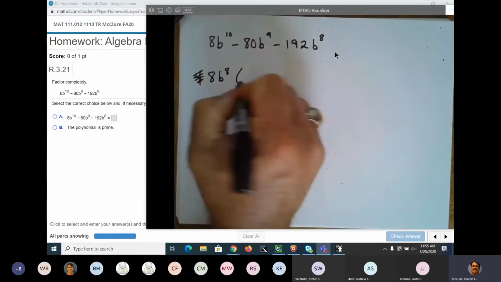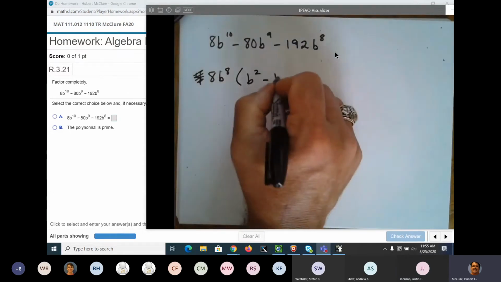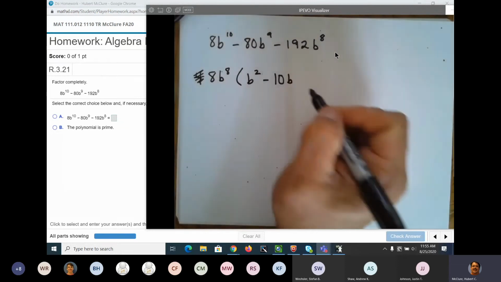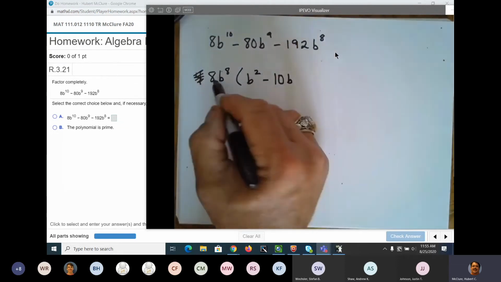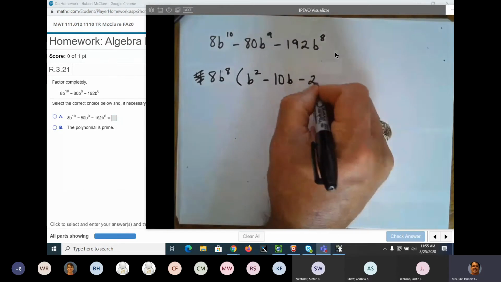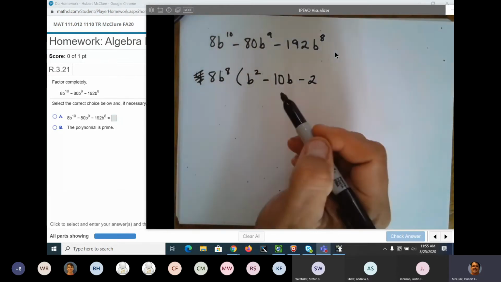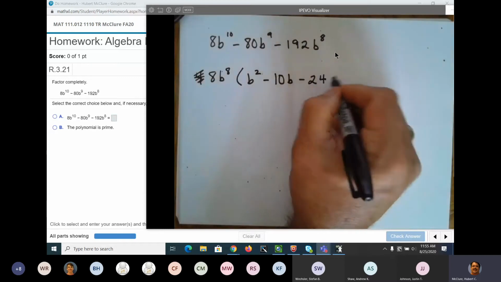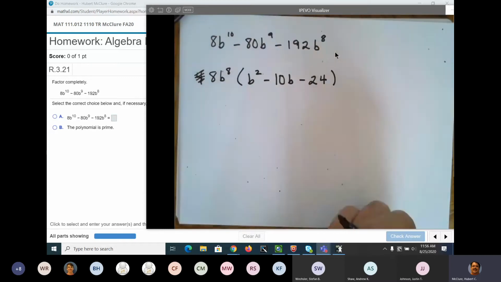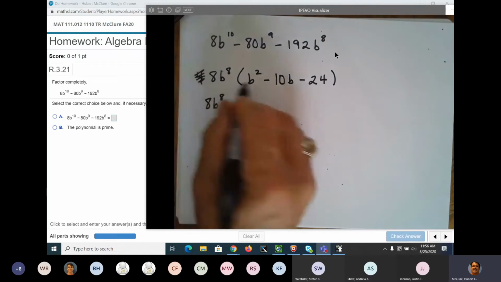And that's going to leave us with b squared minus 10b. And then let's do this by hand. 8 will go into 19 2 times. So that's going to be minus 2. And that will leave what? 32. And that'll leave 4. Somebody check me. And that will be 8b to the 8th, parentheses, parentheses.